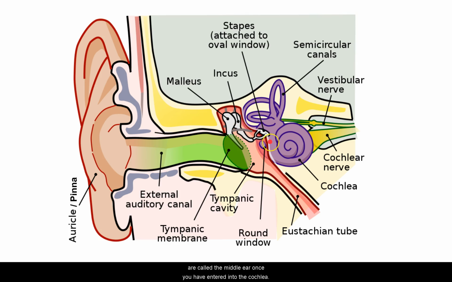Once you have entered into the cochlea, this is what's called the inner ear, and there are some other things that we didn't talk about here, like these semicircular canals, which help you to maintain balance, and those have fluid in them as well. So the inner ear is filled with fluid, so this cochlear region. The middle ear is from the inside of the eardrum to these bones. So inner ear is cochlea, middle ear is this eardrum and these bones. Outer ear is the external auditory canal and the pinna or auricle.